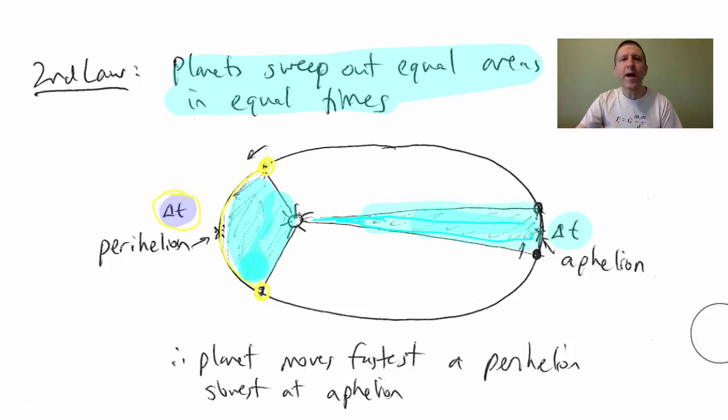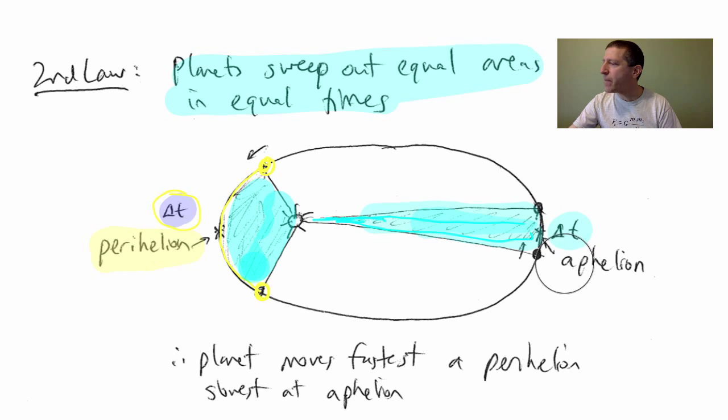For those two areas to be equal, the speed of the planet has to be greater over here. The closest spot to the sun we call perihelion. Per means near, and it kind of sounds like it. Perihelion: near helion, the sun.